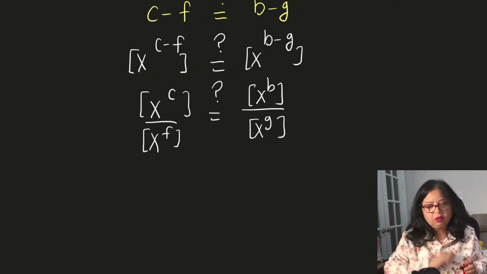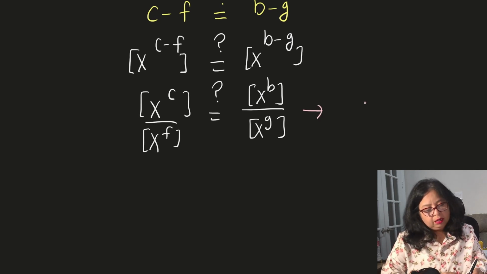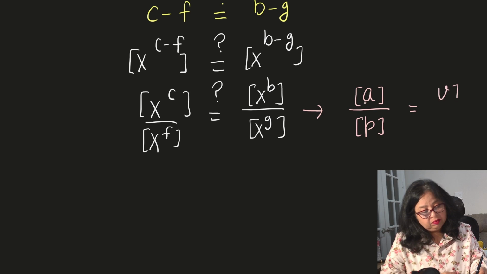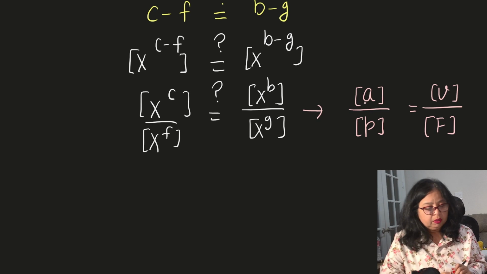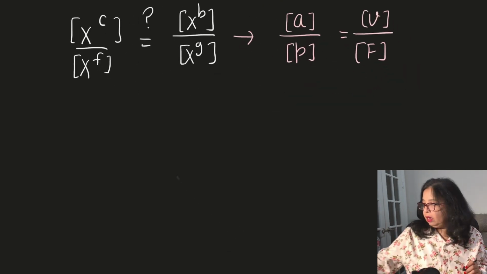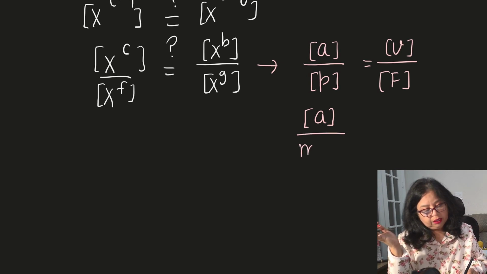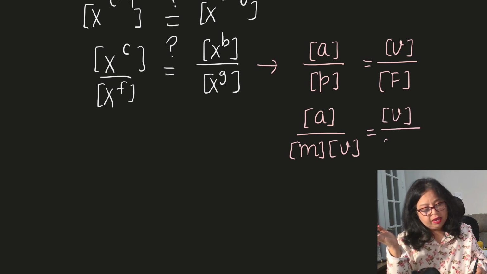X to the power c is acceleration. And x to the power f is momentum. X to the power b is speed, and x to the power g is force. And here, let me make this: acceleration divided by mass times velocity equals velocity divided by force, which is mass times acceleration.